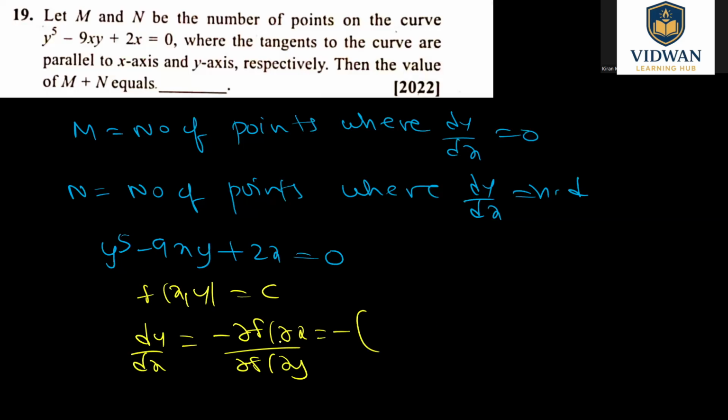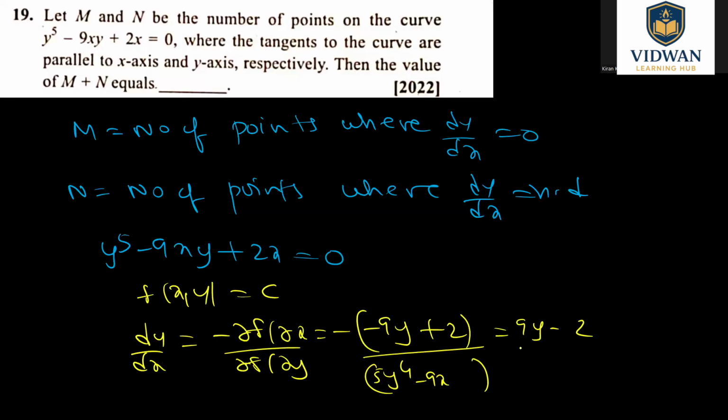So you can write minus of dou f by dou x. When you differentiate partially with respect to x, we treat y as constant. So y power 5 has a derivative 0. For minus 9xy, we treat minus 9y as constant, and x has a derivative 1. And 2x has a derivative 2. This is dou f by dou x. When I write dou f by dou y, we treat y as variable and x as constant. So y power 5 has derivative 5y power 4. Then we treat 9x as constant, derivative of y is 1. And for the last one, x is constant, derivative is 0. So this is dy by dx, that is nothing but (9y minus 2) by (5y power 4 minus 9x).